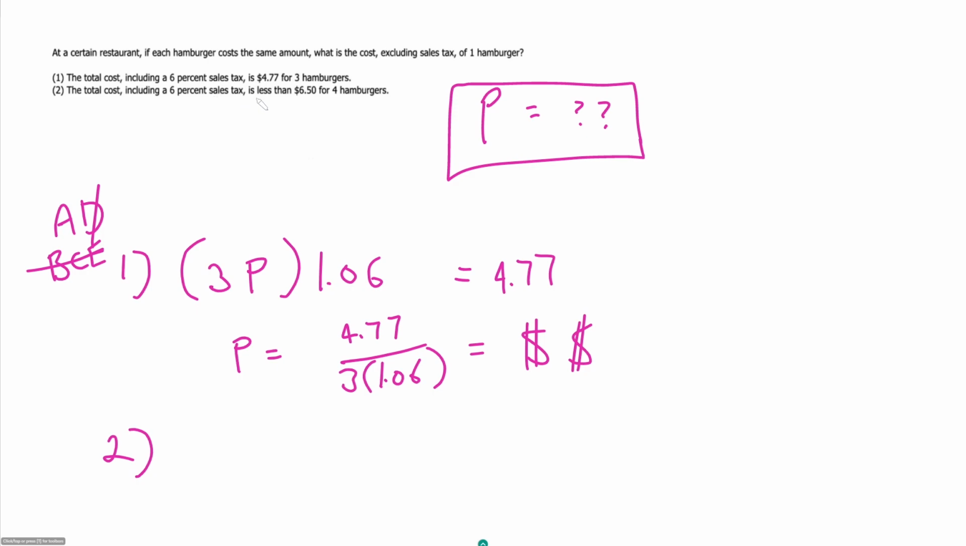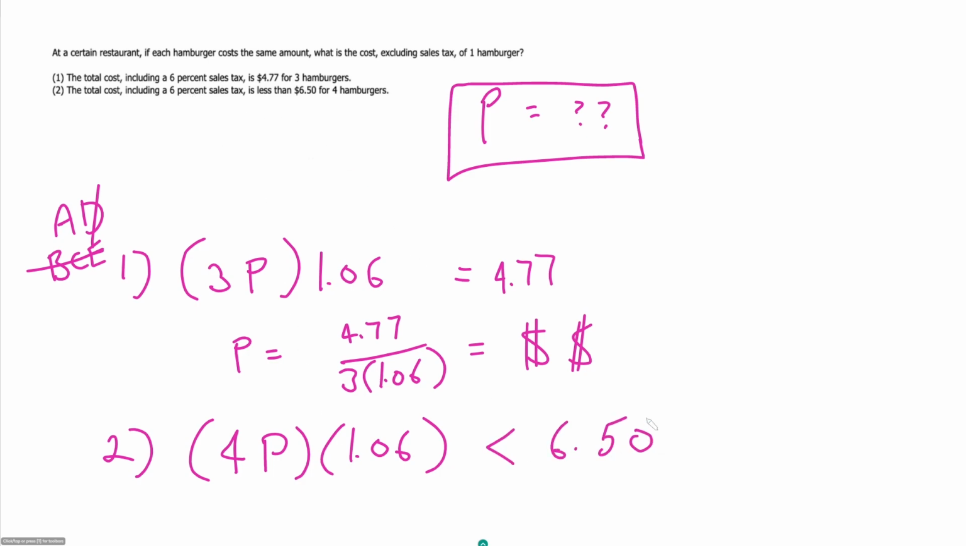So we're getting 4 hamburgers, each at the price of P. So we paid 4 times P for those hamburgers. And then to that, we have to add our 6% sales tax. So that's just the same thing as before. So it's our cost times 1.06. And they say this is less than $6.50.